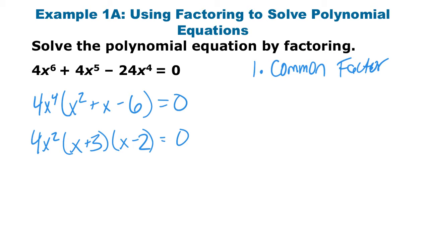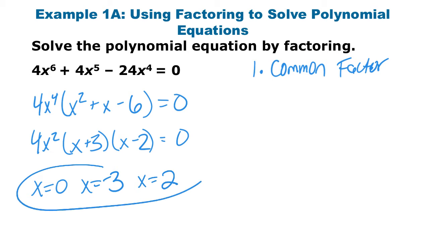And so now my three factors give me x equals 0, because if x was 0, this whole thing would be 0. In the next part, if x is negative 3, then the whole thing is going to be 0. And in the last part, if x equals positive 2, then the whole thing is 0. So this one has 3 roots, and those are it.